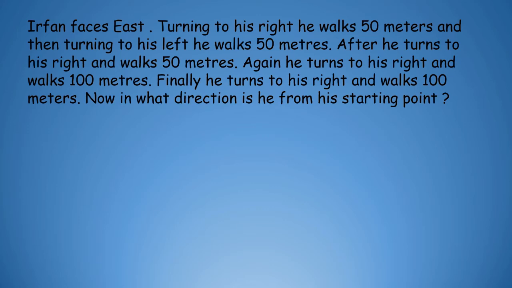For that, we can solve this using a diagrammatic representation. At first we write the directions north, south, east, west, and then we take a starting point. And we know he is facing towards east, so we denote it like this. Now we solve it sentence by sentence. He turns to his right and walks 50 meters, meaning he turns towards south and walks 50 meters. Then he turns to his left and walks 50 meters, meaning he moves towards the east and walks 50 meters.